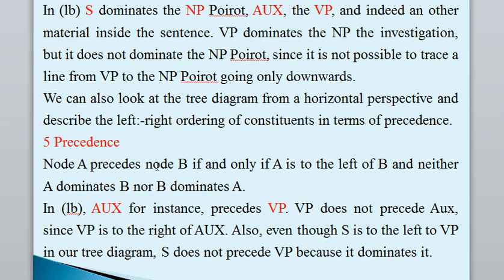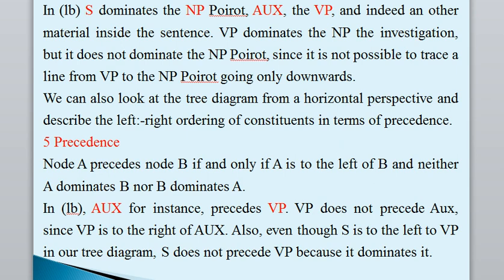We look at the vertical relation, but we can also look at the tree diagram from a horizontal perspective and describe the left-right ordering of constituents in terms of precedence. What is precedence? Node A precedes node B if and only if A is to the left of B and neither A dominates B nor B dominates A. This is the definition of precedence, the relation from the horizontal perspective.